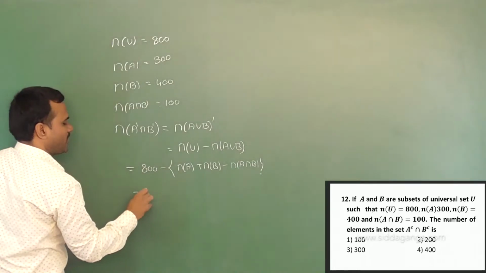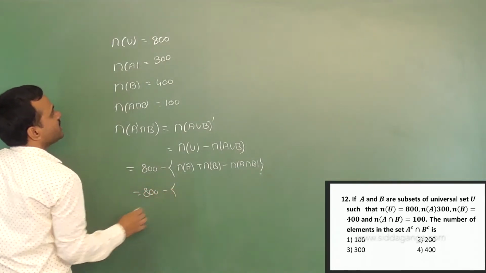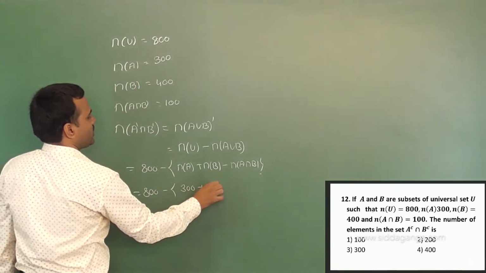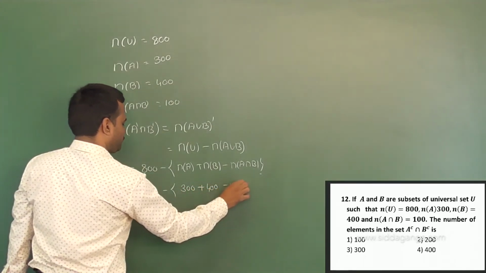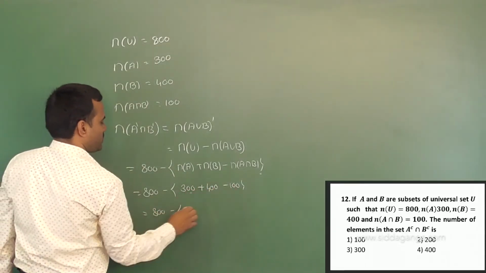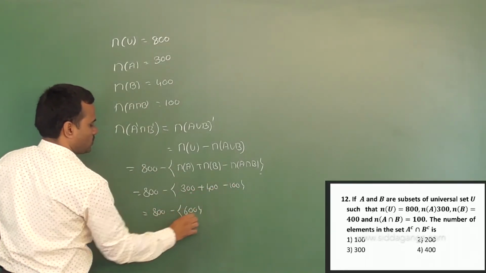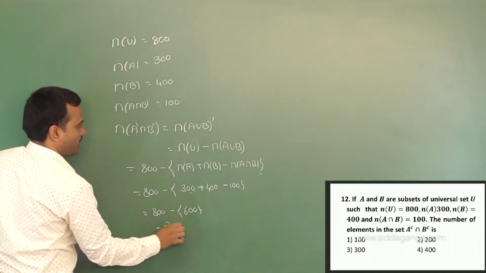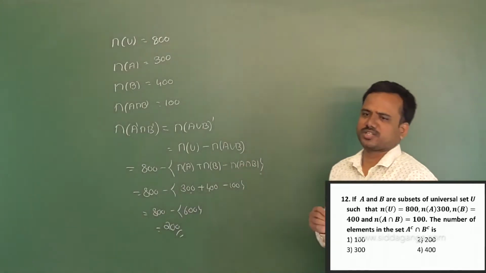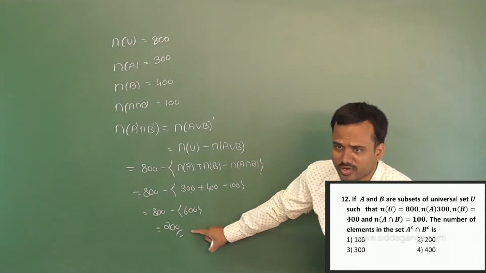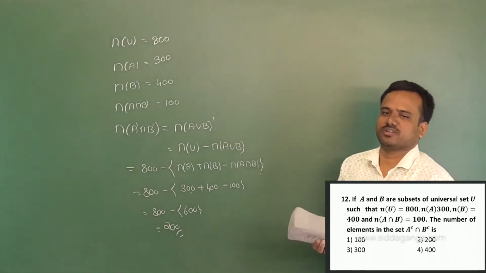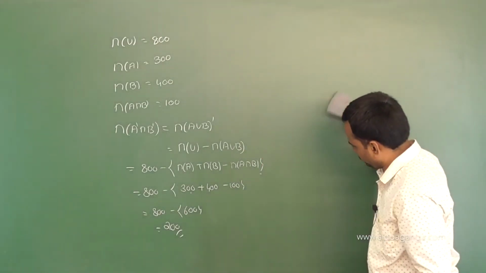We substitute all the values. 800 minus N of A, which is 300, plus 400 minus 100. 800 minus 600. So the answer is 200. Means N of A dash intersection B dash is 200. For this question, the option is the second one. Next question.